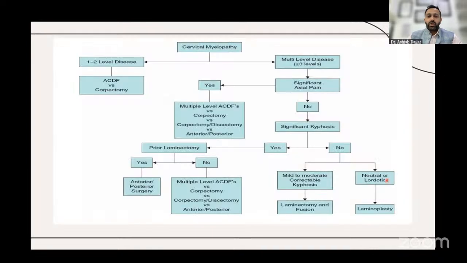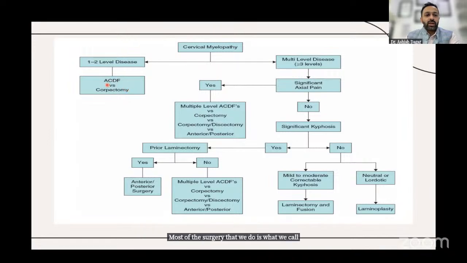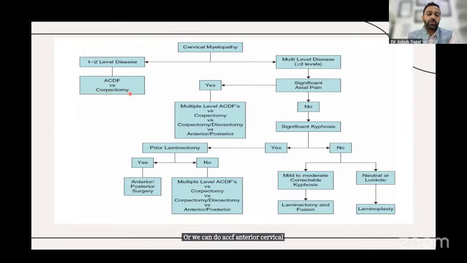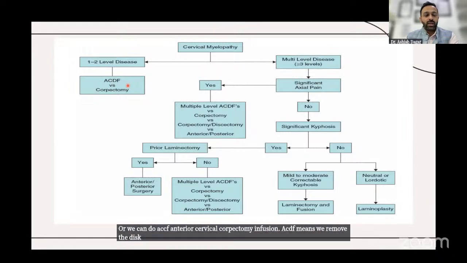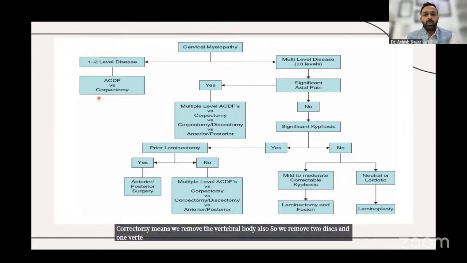So this is the chart that we usually follow. If the disease is one or two levels only, we prefer to go from the front, giving an incision in the neck. Most of the surgery that we do is what we call anterior cervical discectomy and fusion, or we can do ACCF, anterior cervical corpectomy and fusion. ACDF means we remove the disc between two bones and decompress the cord. Corpectomy means we remove the vertebral body also. So we remove two discs and one vertebral body in corpectomy.